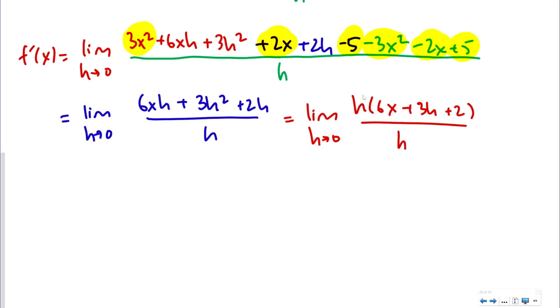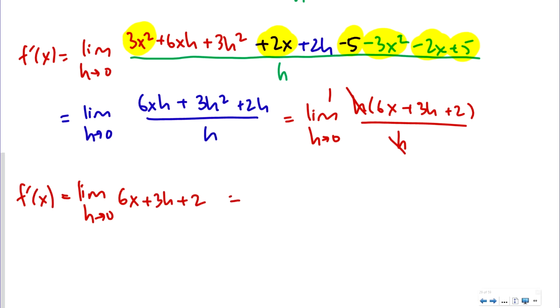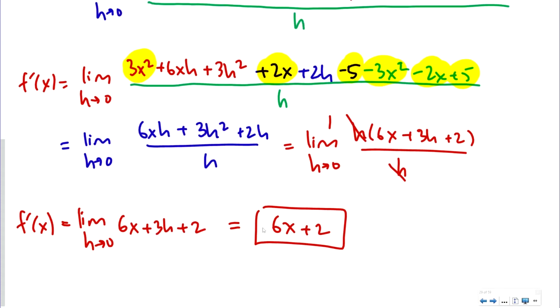Okay, the whole reason you factor though is to cancel out. So what I get is the limit as h goes to 0 of 6x plus 3h plus 2. And this is the definition of the derivative of 3x squared plus 2x minus 5. And this is going to be equal to, now everywhere there's an h, I'm going to plug in 0. Don't do anything with the x's though, because I didn't say everywhere there's an x, I'm going to plug in 0. It's everywhere there's an h. So my answer is 6x plus 2.